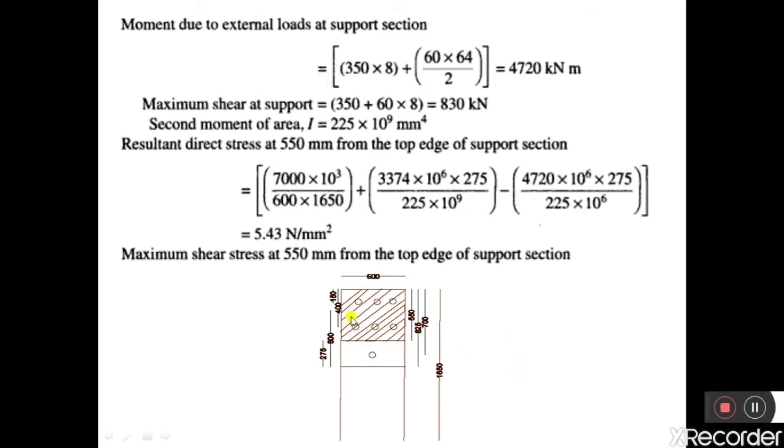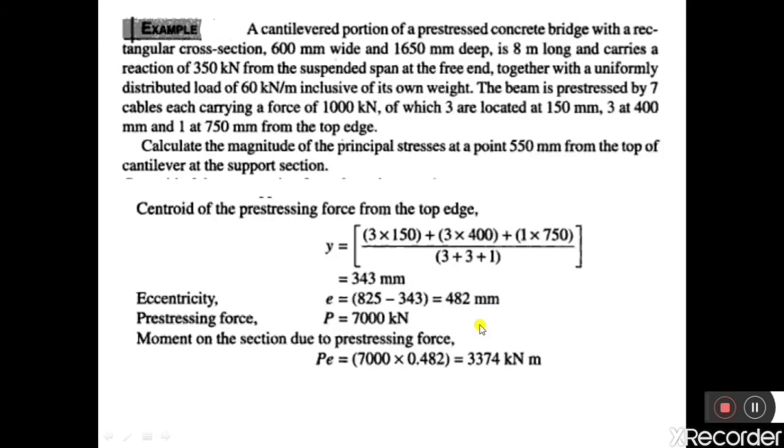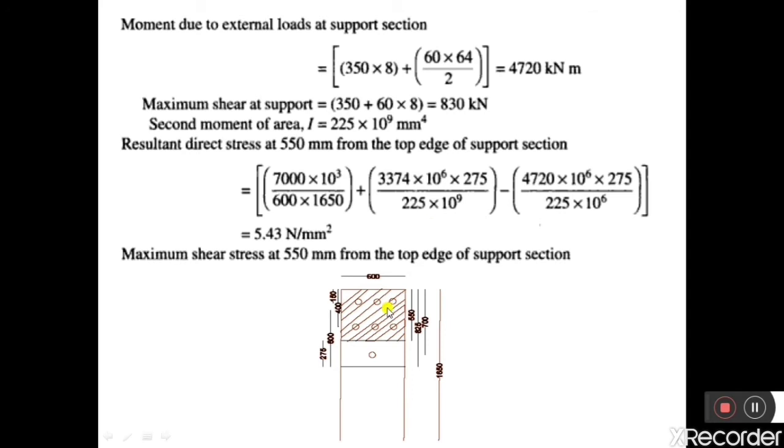So here in this section the cables are at different depths. The cables are located at depths of 150 mm, 400 mm and 700 mm with respect to the top edge. So first we should calculate where the CG of all these cables lies. So first we should calculate the centroidal axis of the cable, that is, the centroid of the prestressing force from the top edge. The centroid of the prestressing force is nothing but the centroid of the cables with respect to the top edge. So I am calculating the CG of the cables with respect to this edge.